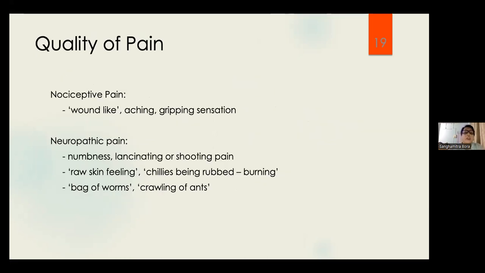So Q for quality of pain. As we know, it is nociceptive and neuropathic. Nociceptive is wound-like, aching, gripping sensation. And when it is neuropathic, the patient will tell you that it's numb, kind of lancinating or shooting kind of pain, feeling of raw skin, or chilies being rubbed, and kind of a burning sensation. Sometimes he would also tell you that there is a bag of worms in this particular area, or some crawling of ants. And these are all descriptions of the quality of pain.